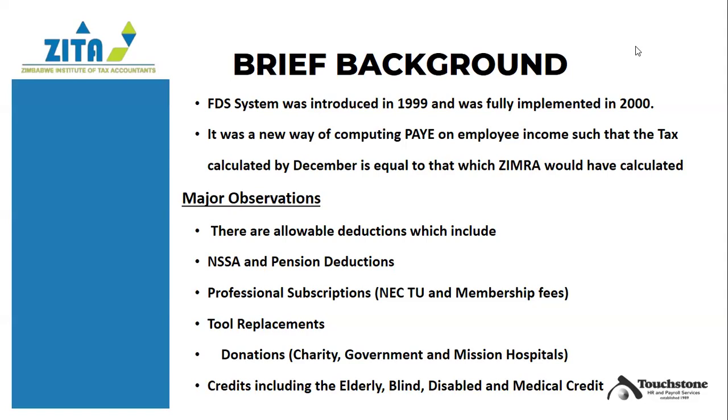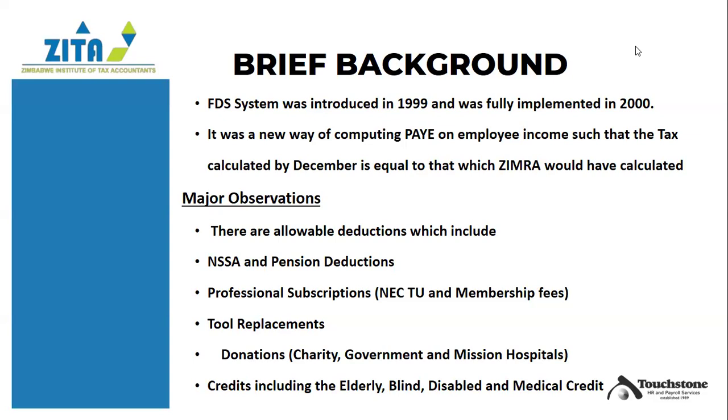So now with these allowable deductions, what then happened? Coming back to our presentation, what then happened is when FDS was introduced, the employer was then allowed to process these allowable deductions on payroll. That means that you could now accept these receipts from employees and put them through and process the payroll.